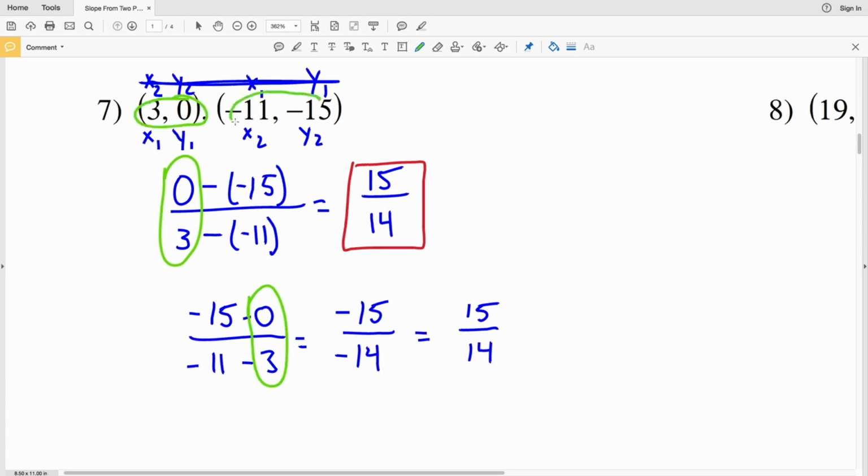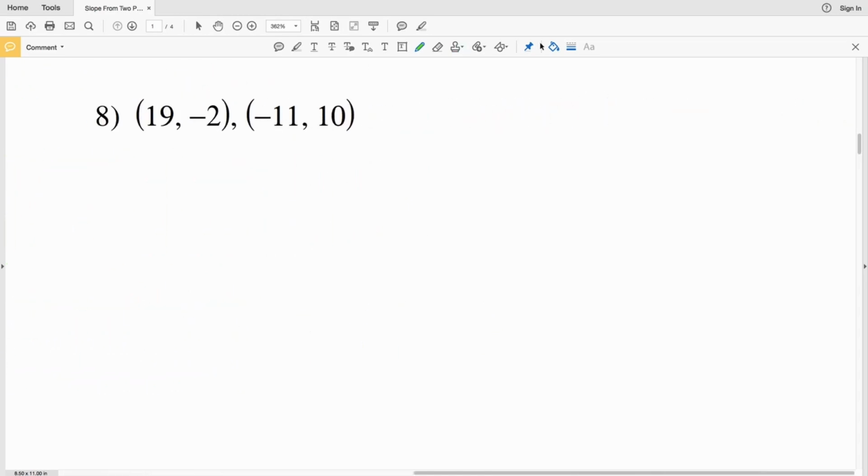Same with negative 11 and negative 15. Let's move on to number 8. This will be the last problem that I'll do in this video, and we'll finish out the worksheet in the next one.